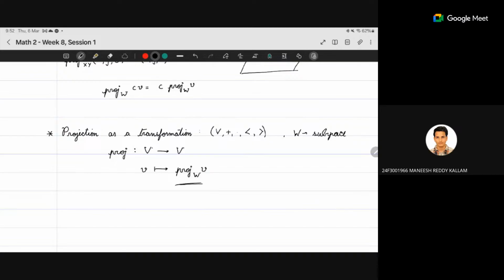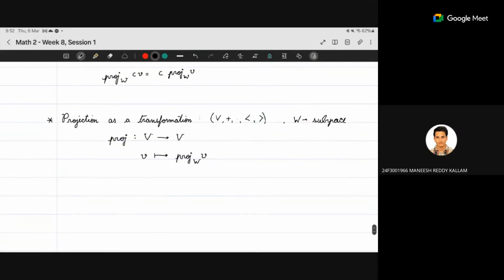Now you know what this symbol means, right? You have to take an orthonormal or an orthogonal basis of W, project V onto each of the vectors and add them up. What you will get is the projection of V onto W. V is mapped to the projection of V onto W. This is the map I'm giving, a map between a vector space and itself. Do you understand this map? Do you understand what is happening in this? Yes, sir. It's just what is the input, what is the output.